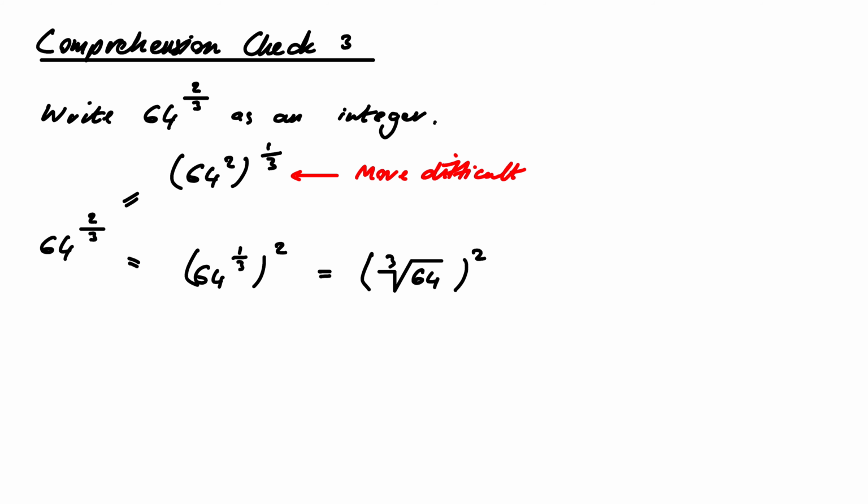So 64, well, what's that? 64 is a power of 2, isn't it? It's certainly not 2 cubed, because 2 cubed is 8. However, if I was to take 4 and cube it, what would I get? 4 cubed is 4 times 4, 16, times 4 again, 40 plus 24, 64, right?